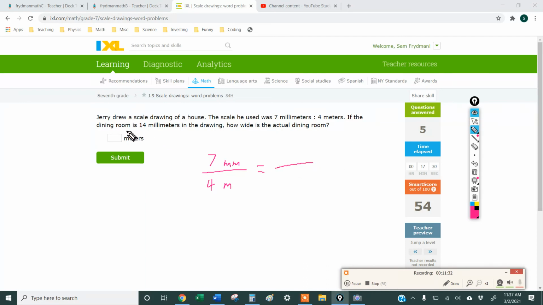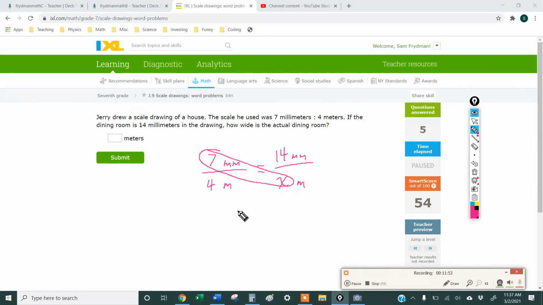Okay, and then, if the dining room is 14 millimeters, so I had millimeters here in the numerator, I want to be consistent and put millimeters in the numerator over here as well. And we're going to be looking for how many meters that would be in real life. Okay, so we could cross multiply here. We could do 7 times x is 7x. And then 4 times 14 would be 56. And then divide both sides by 7 to cancel that out. We'd get x is equal to 8.